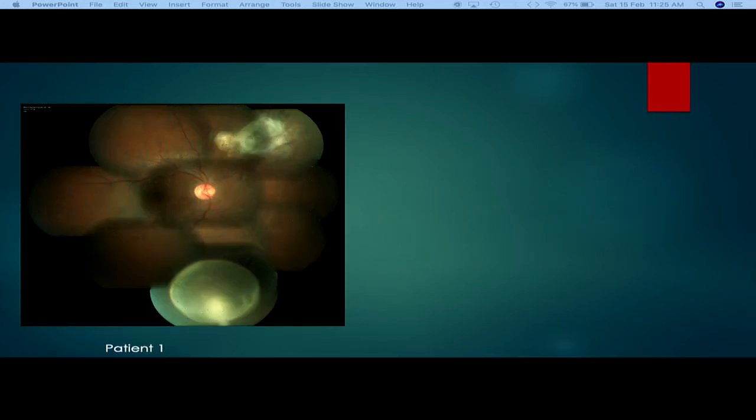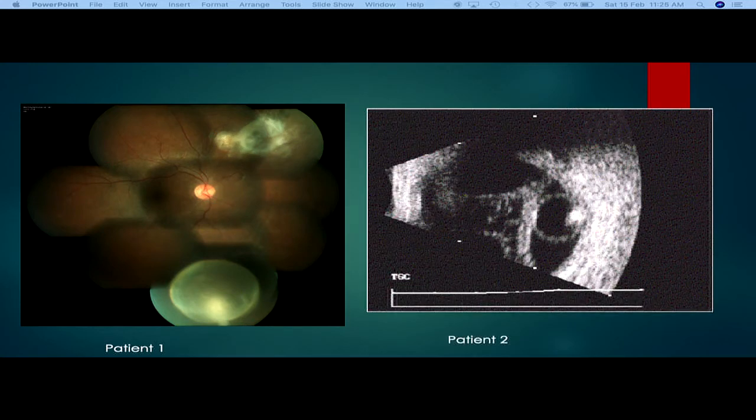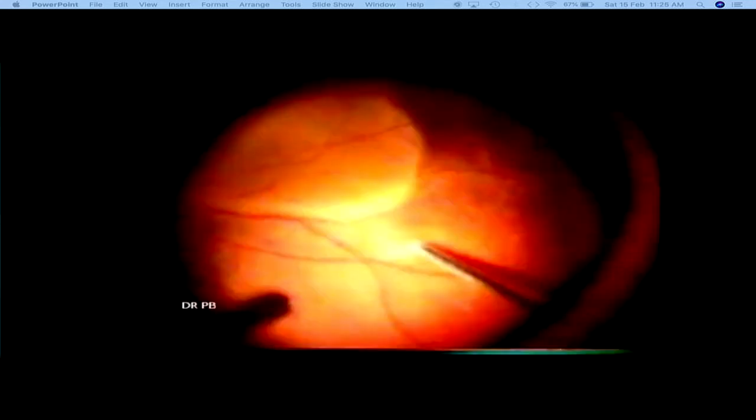And often we see this cysticercosis in the vitreous cavity or in the subretinal space, and these have to be surgically managed.